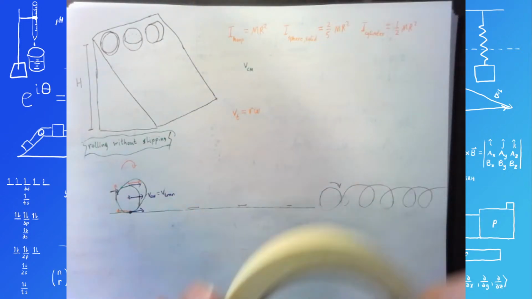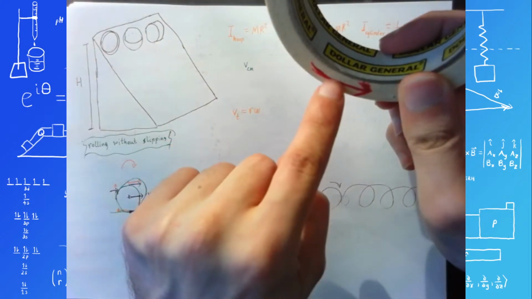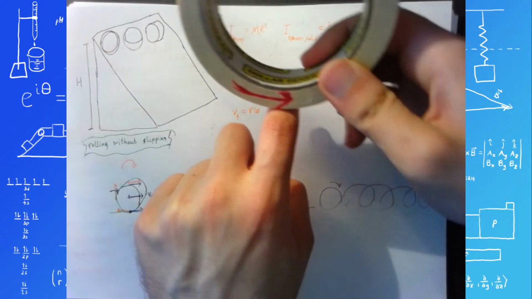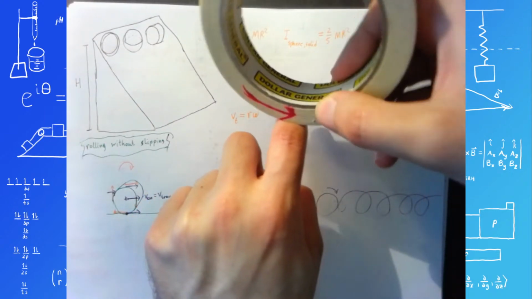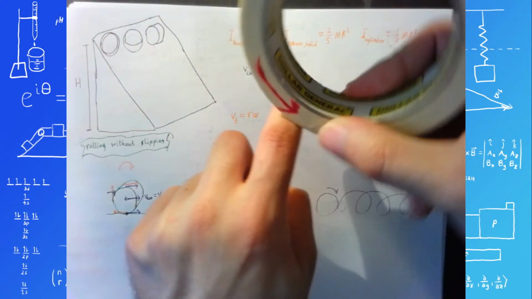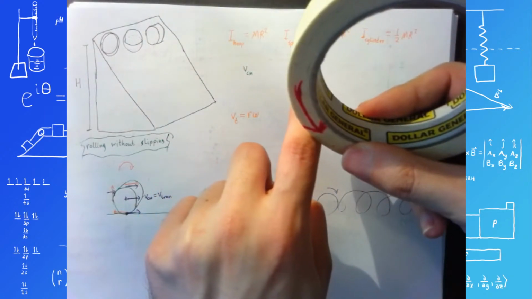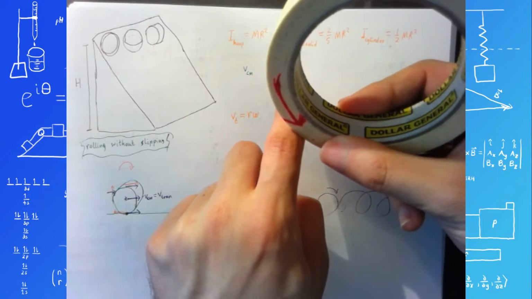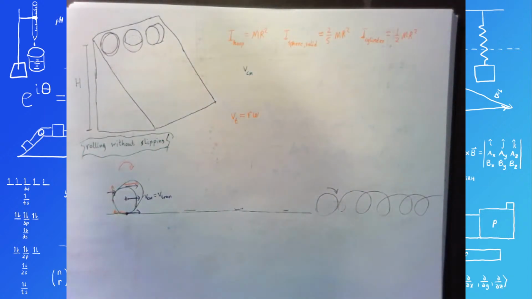Maybe I should mark the point. Actually, no. Here's what I'll do. We'll say the point is right under the tip of this arrow. So watch how it lifts off. It doesn't slide against my finger. It just lifts off and gets replaced by some other point that is now the new point in contact with the surface.